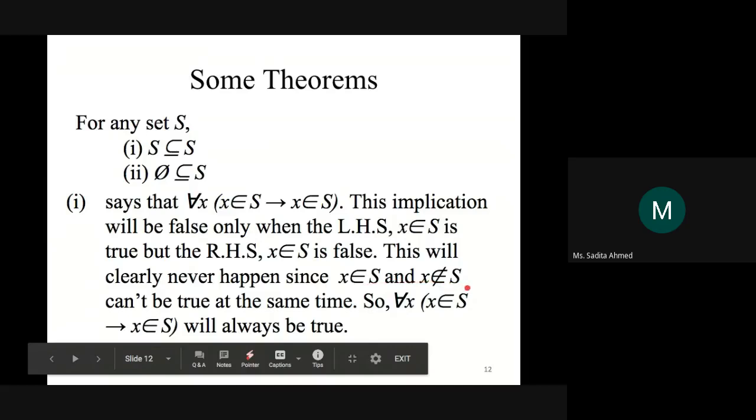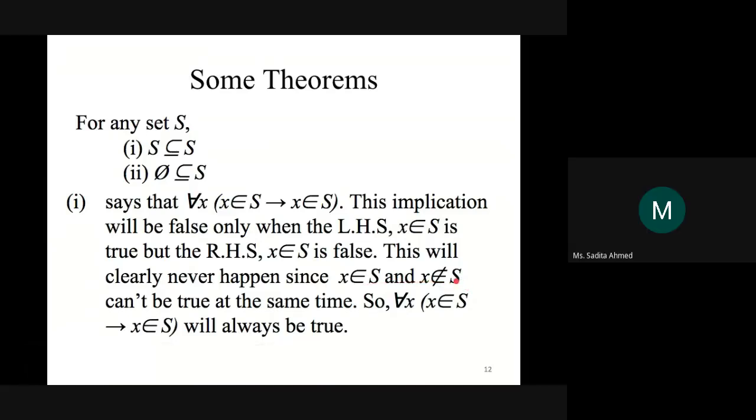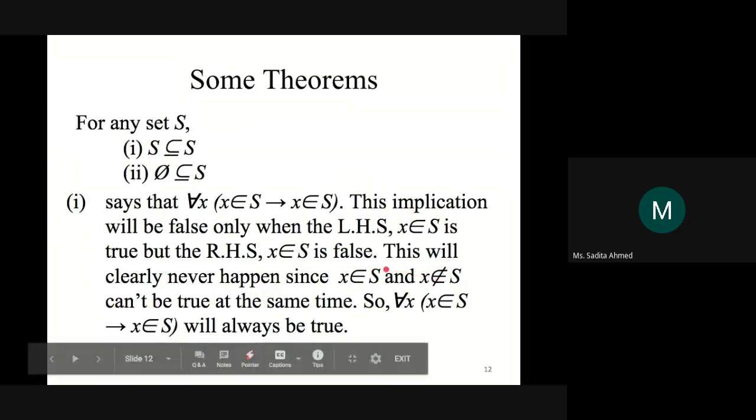Can x belong to S and not belong to S at the same time? No, ma'am. It's a contradiction. It's the same thing as saying that a propositional variable is true and false at the same time. It's not possible. This is a contradiction. x belongs to S and x does not belong to S cannot be true at the same time.